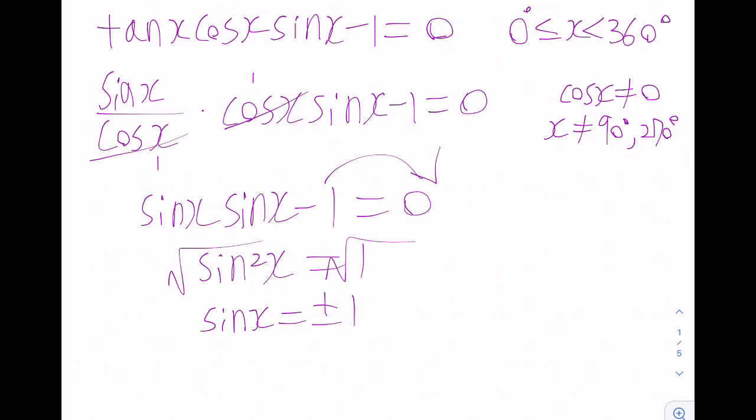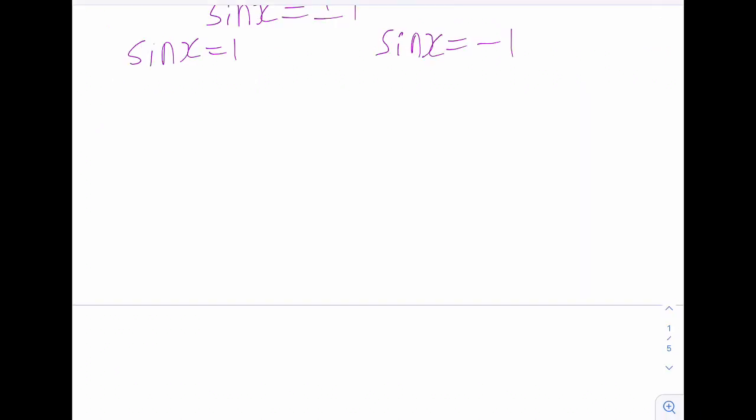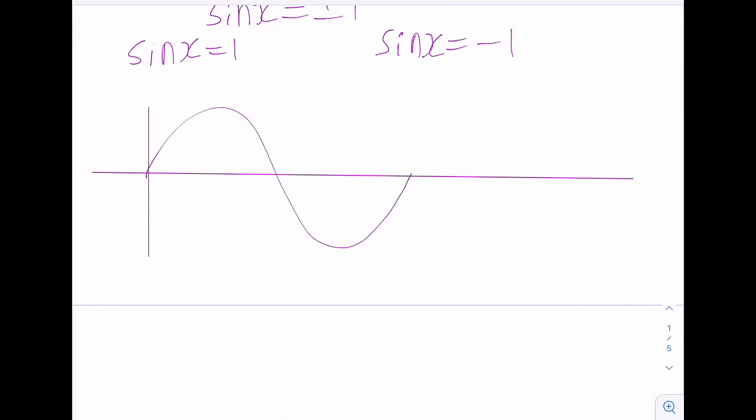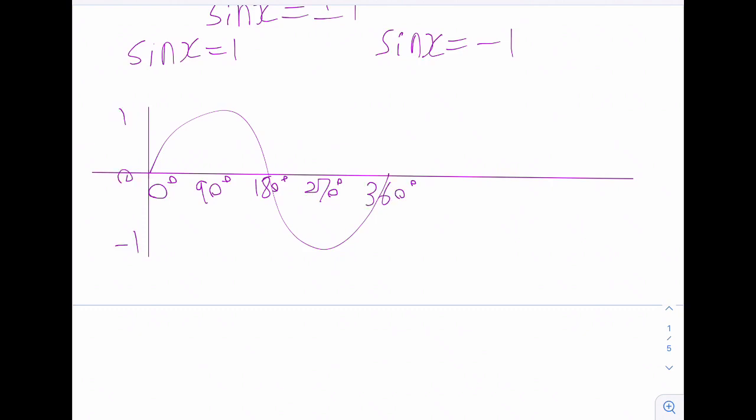And therefore we can say that sine of x is equal to 1, or sine of x is equal to negative 1. Okay, guys, now let's draw a sine graph. The sine graph will look like that, and it will only go until below 360 degrees. So that will be 0 degrees, 90 degrees, 180 degrees, 270, and 360 degrees. That will be 1, this will be 0, and this will be negative 1 as our y values.